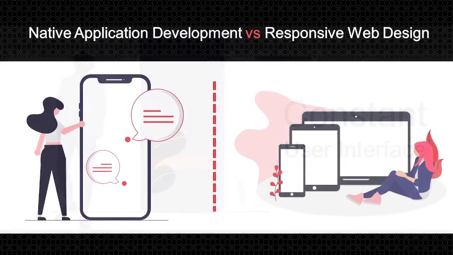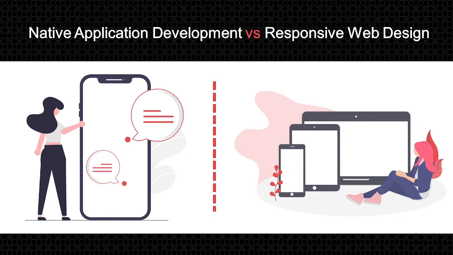So next up, let's see some differences between native application development and responsive web design. First of all, let's look at responsive web design. It lowers the cost of production. If you are building a product from scratch, a responsive website will be much less expensive than a mobile application.